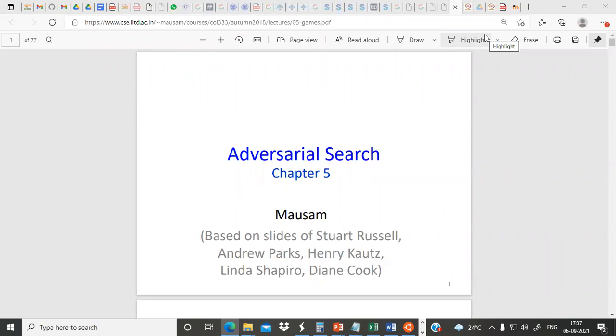Yeah, welcome. With this lecture, we'll be moving on to the next topic, which is adversarial search. With what we discussed in the last class, we'll stop discussing local search techniques. Now we'll be moving on to the next topic. This is adversarial search.